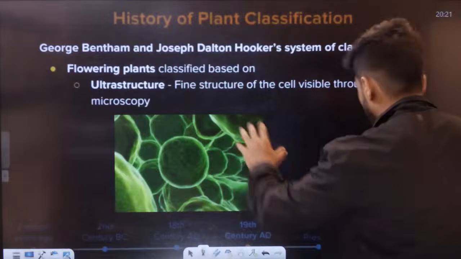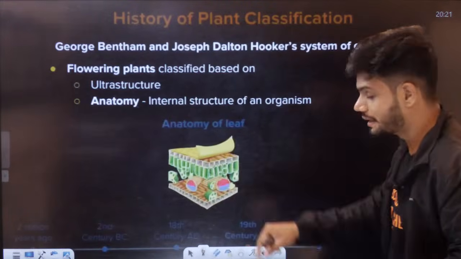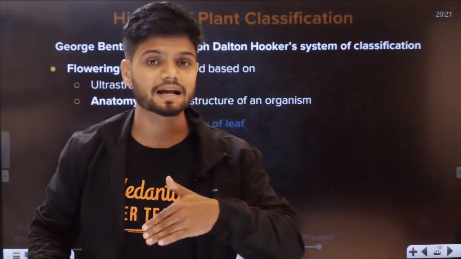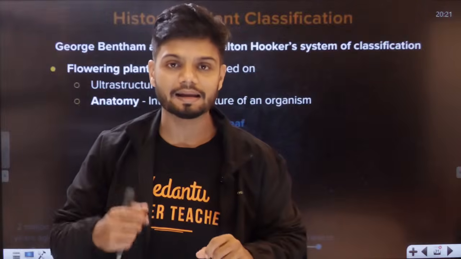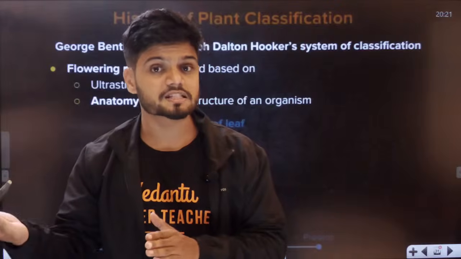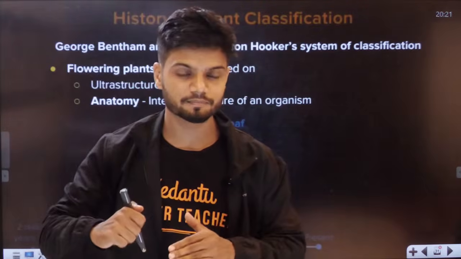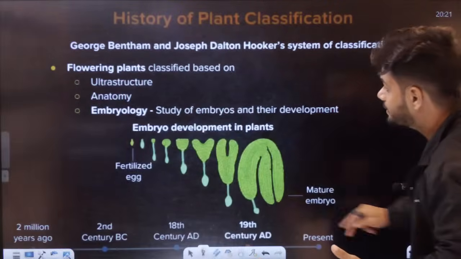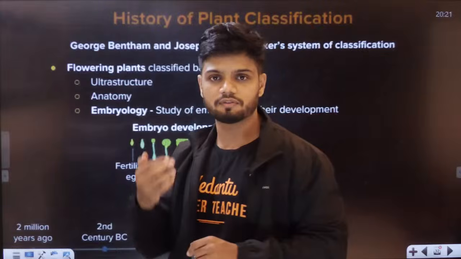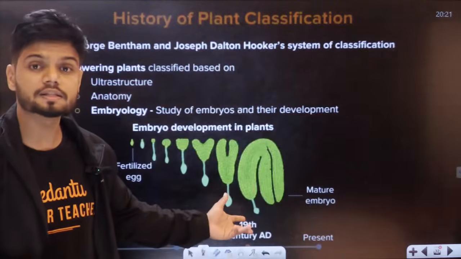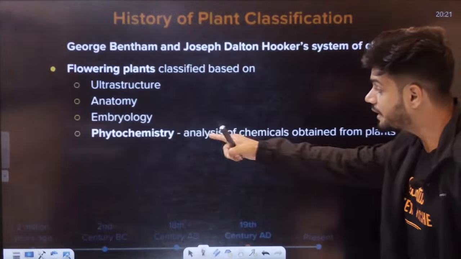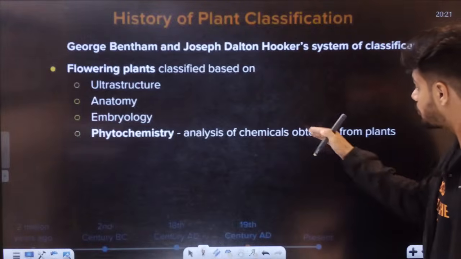Okay, the ultrastructure, anatomy. Let's say one plant's anatomy is changing. Monocot has different anatomy, dicot has different anatomy. Anatomy of gymnosperms is different, anatomy of angiosperm is different, anatomy of bryophyte is different, anatomy of algae is different. So anatomy came into the picture. Then we had embryology also, the development of the embryo stage. In monocot we have one cotyledon, in dicot we have two cotyledons. So the embryo came into the picture. So embryology, phytochemistry, that is chemicals obtained from plants.